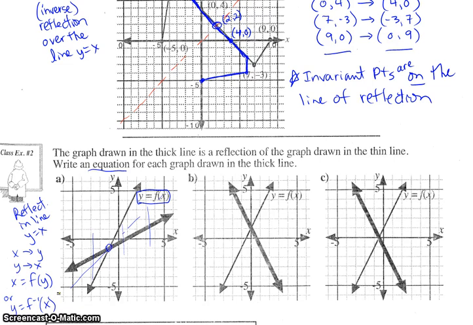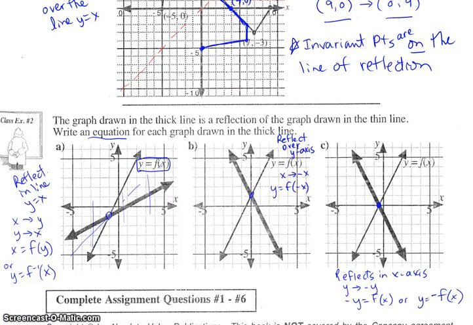Okay, you guys pause the video and try B and C, and then we'll see if we got the same answer. Okay, to quickly finish this part 1 video, part B, reflect over the y-axis, invariant points on the y-axis, x gets replaced with negative x, hence here's our equation. And this one, invariant point on the x-axis, therefore reflect in the x-axis, y goes to negative y, we could have this version or this version. All right, see you guys in part 2 for this lesson.